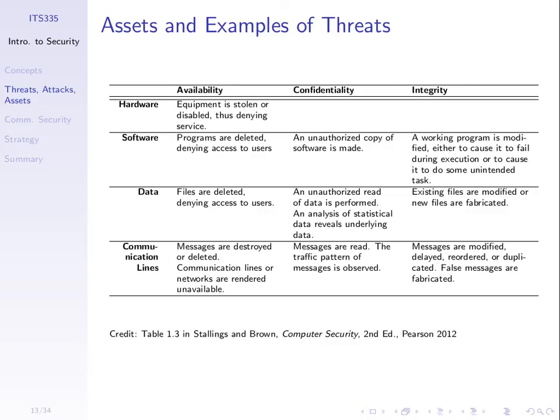For example, the availability of hardware. Someone steals the hardware, it's no longer available. Okay, that seems obvious, but that's a threat on the hardware. So, for example, SIT provides Wi-Fi access. What happens if someone comes in and steals all our Wi-Fi access points overnight? Then we no longer can provide Wi-Fi access to our students, and that's a problem for the organization. So the availability of the hardware is an issue.